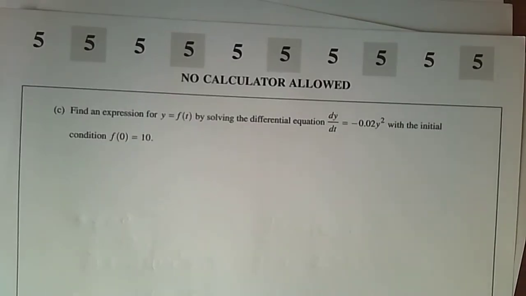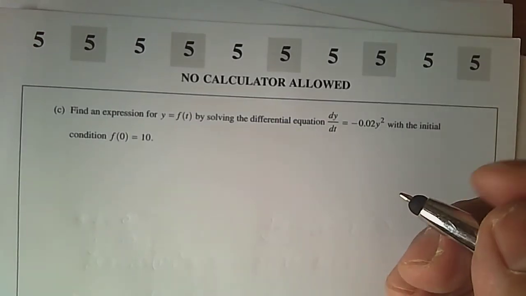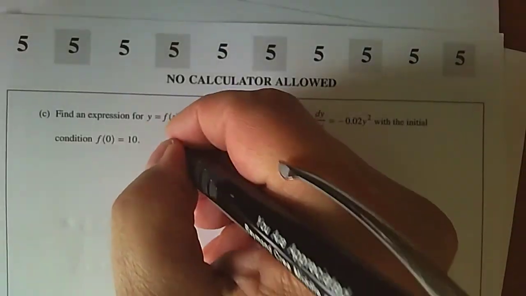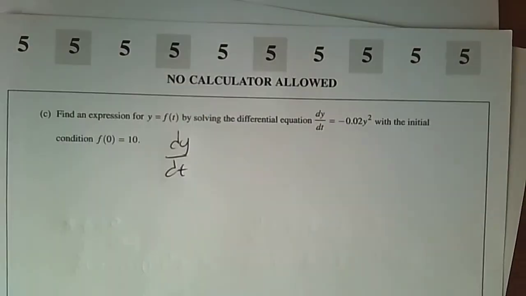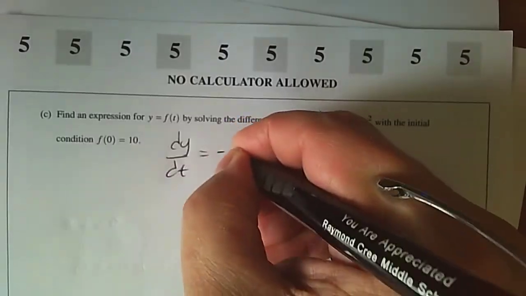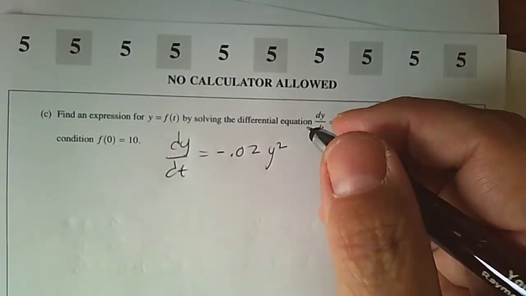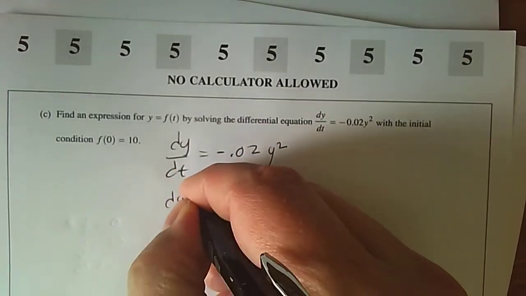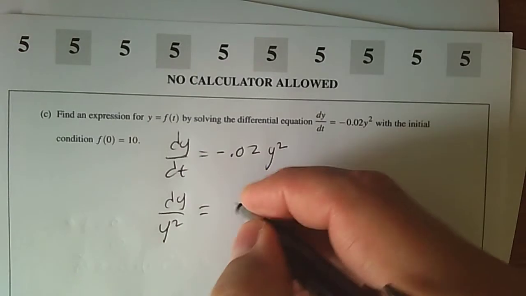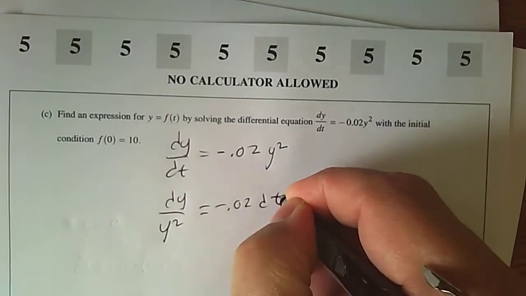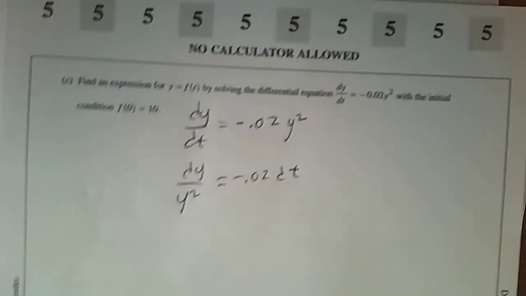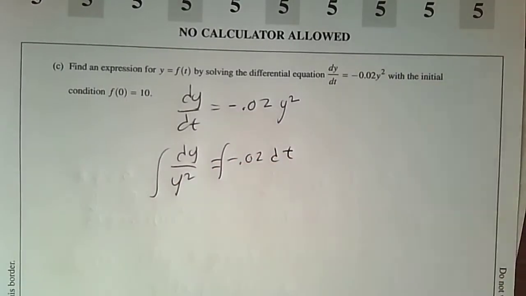All right, part C. It says find an expression for y solving that equation with that initial condition. So you're given dy by dt equals negative 0.02 y squared. Could you solve that differential equation? Step 1, separate the variables. So that's what I'm going to do. I'm going to divide by y squared. I'm going to multiply by dt. Then I'm going to integrate both sides.